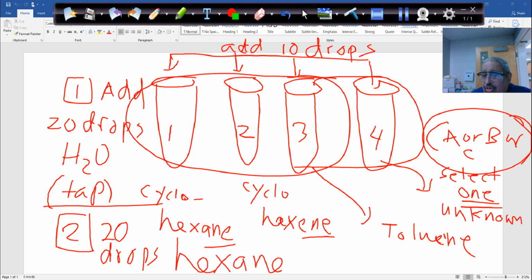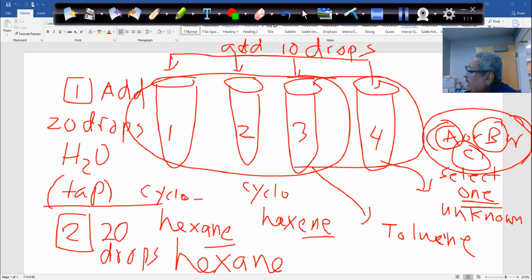20 drops to each of those 4 with your unknown. If you have taken unknown A, you stay with unknown A. If you have taken B, you stay with B. If you have taken C, you stay with C. So with the 4 here, first one cyclohexane, cyclohexene, toluene, and the unknown, stay with the same unknown. Then you will add to them 20 drops of hexane.